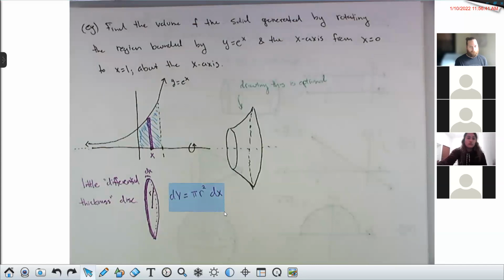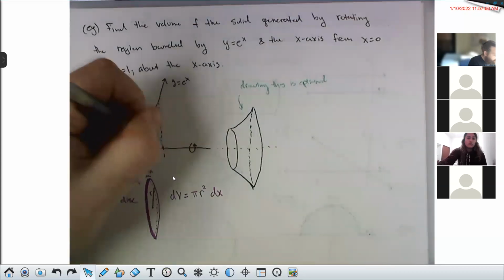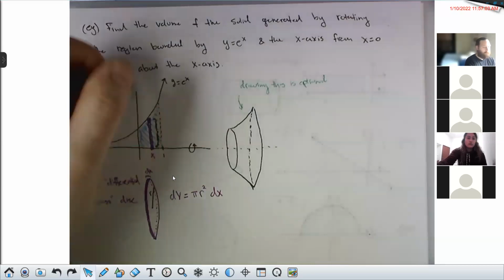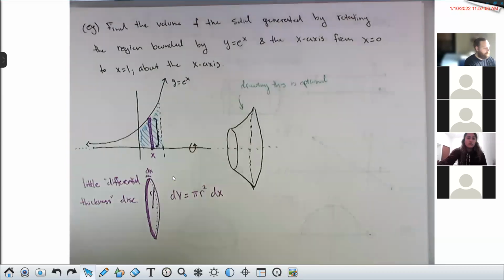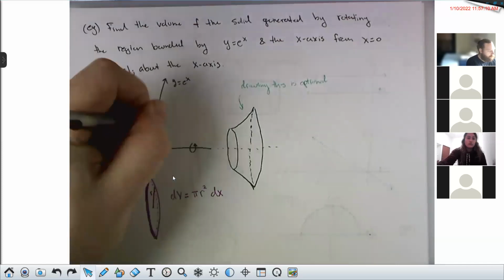So what I need to do is find the formula for dV as a function of x, just like we did before, just like we did with the cone. And as with the cone, the trick is finding this radius. My suggestion to you is to come back to your picture and label things here. So this distance, the distance from the far end of the strip to the axis of rotation, is your radius.